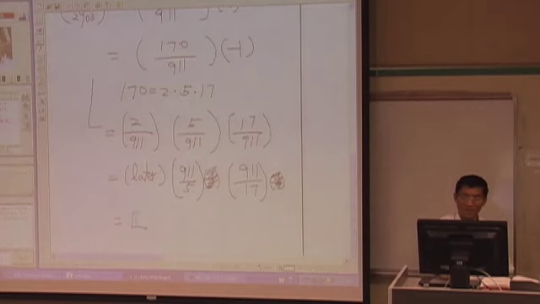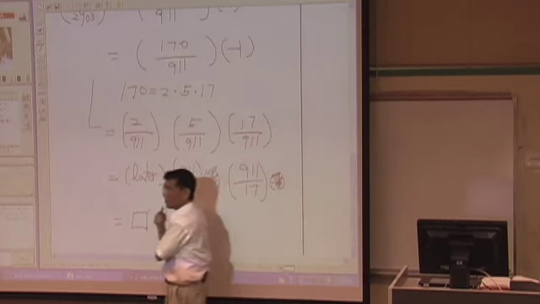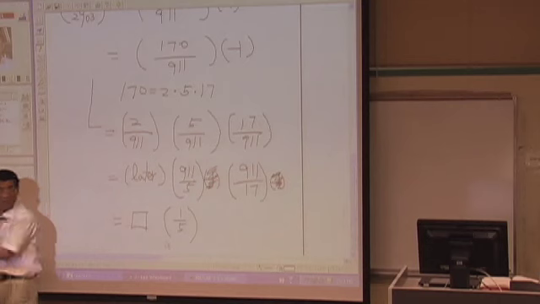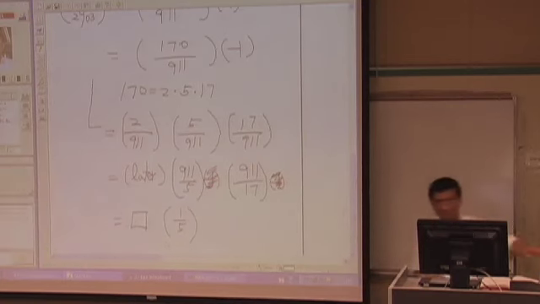So this number multiplied by 1 over 5. Do you see it? By the congruence rule, 1 o'clock is the same as 911 over 1, right? 911 over 17, and what is 911 mod 17?